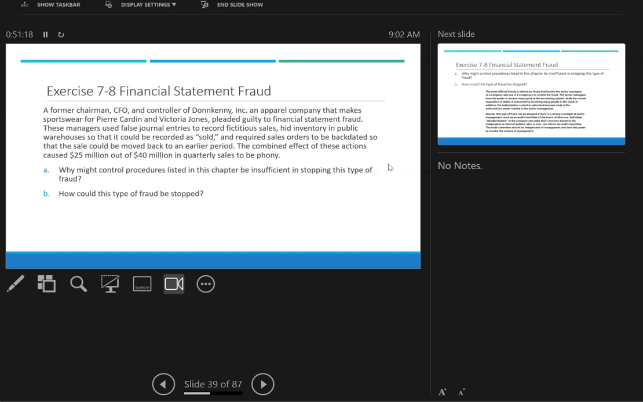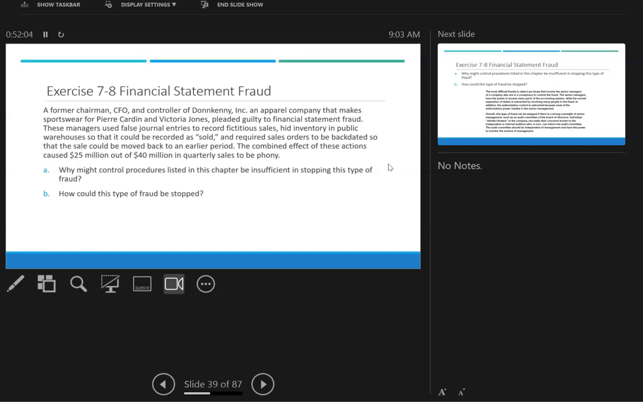Okay, guys, let's look at this one. A former chairman, CFO, and controller of Donnkenny, an apparel company that makes sportswear for Pierre Cardin and Victoria Jones, pleaded guilty to financial statement fraud. These managers used false journal entries to record fictitious sales, hid inventory in public warehouses so it could be recorded as sold, and required sales orders to be backdated so that the sale could be moved back to an earlier period. The combined effect of these actions caused $25 million out of $40 million in quarterly sales to be phony. Why might control procedures listed in this chapter be insufficient in stopping this type of fraud?